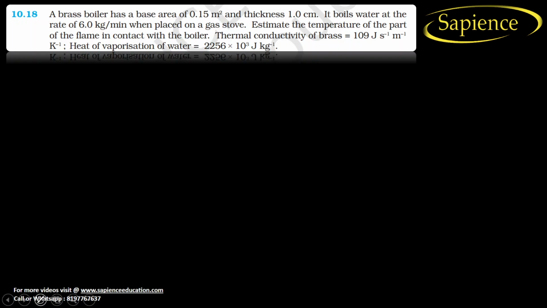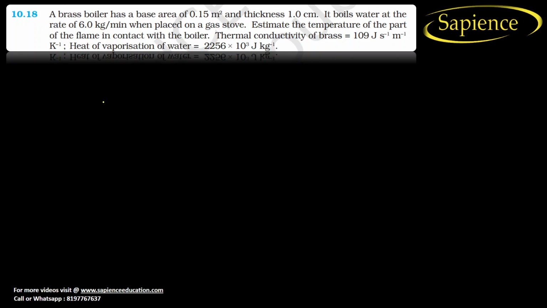Now let us do question number 10.18. A brass boiler has a base area of this and thickness is this, and the water in the boiler boils at a rate of 6 kg per minute when placed on a gas stove. Estimate the temperature of the part of the flame in contact with the boiler. The thermal conductivity of brass is this, and the heat of vaporization of water is this.